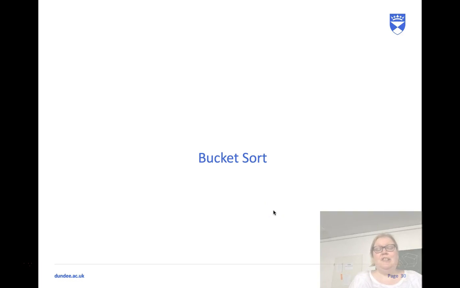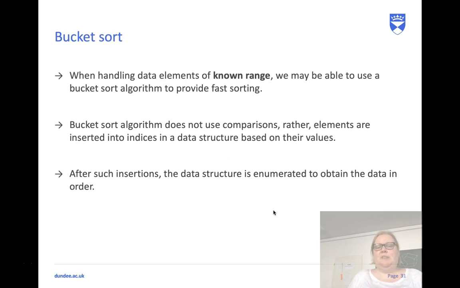Okay, so by now, you're probably feeling a bit sorted algorithm out. This last algorithm of the 5 is one that is used in a very specific use case, and I wanted to tell you about it because in that use case it's really efficient. So we use bucket sort when the data is in a known range.